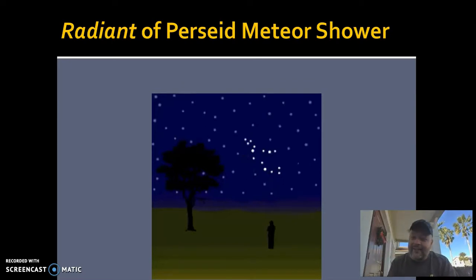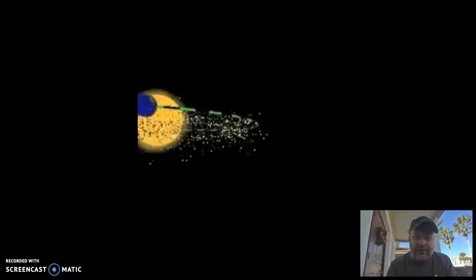It's kind of like driving your car into a bunch of bugs on the highway at night, and you see the bugs flying towards your car. Well, that's from the motion of your car. It's not from bugs just all of a sudden flying at you. That's from your motion into them. And so that's the way you can think of a meteor shower.